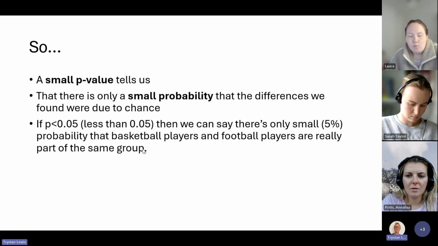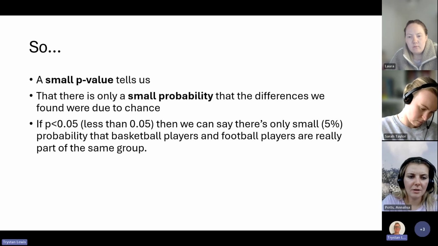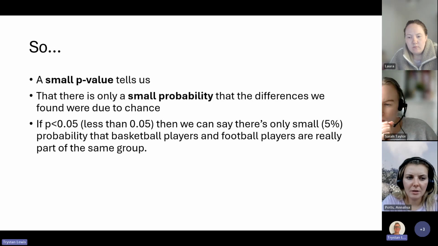So when I do my statistical test, like the t-test or whatever it is, if the p-value is small, 0.05 or less, then there's a small probability that they're actually the same. And that means they probably are different. That means basketball players probably are taller. It's probably not just because you had a little sample.